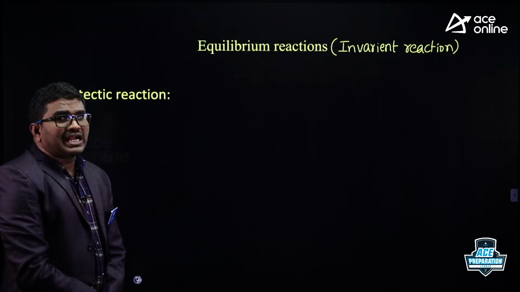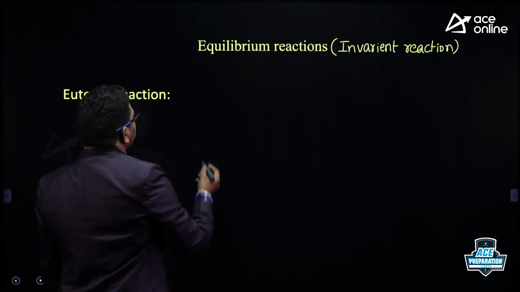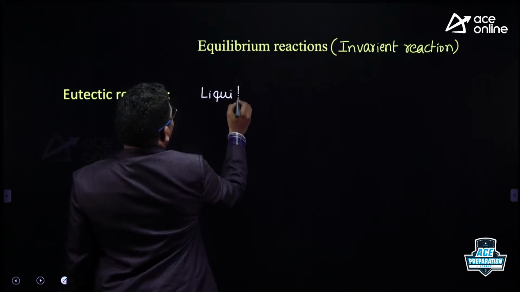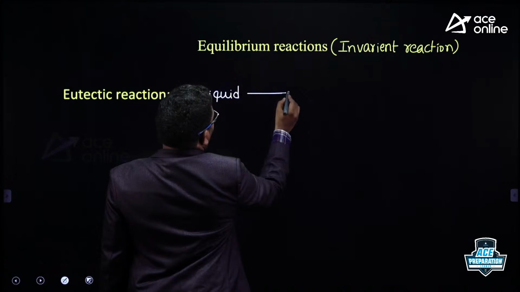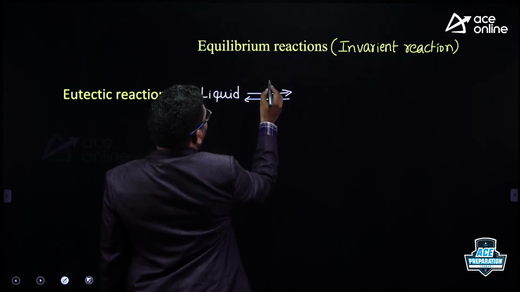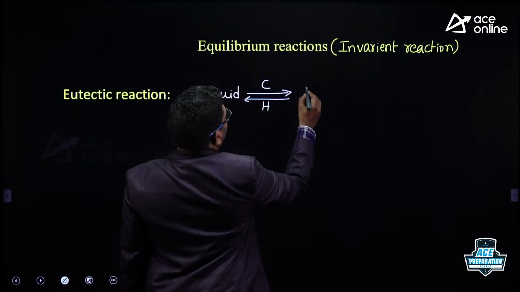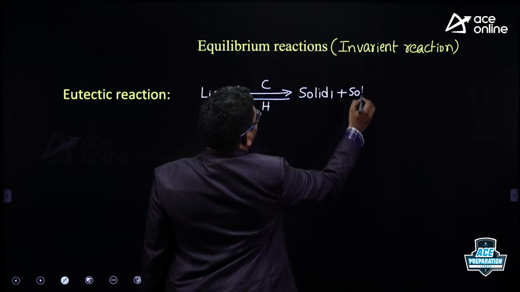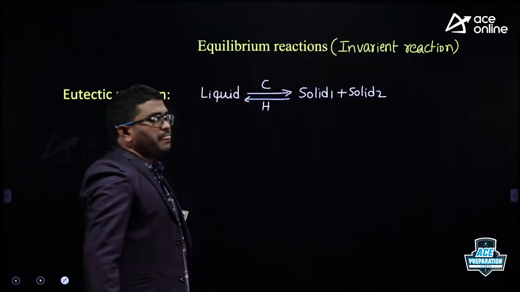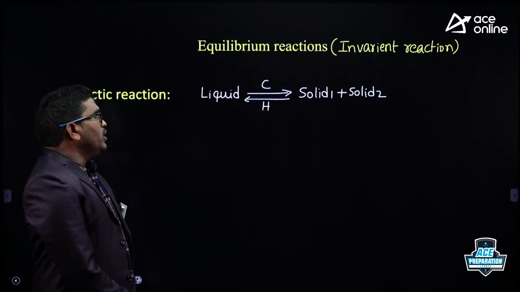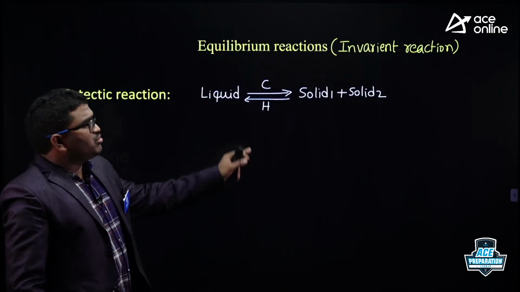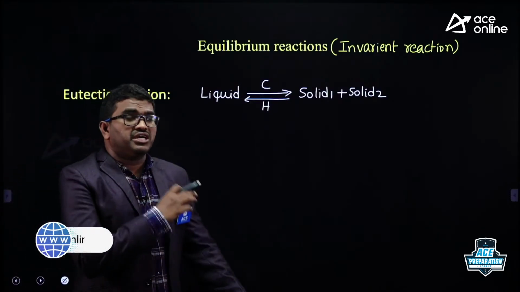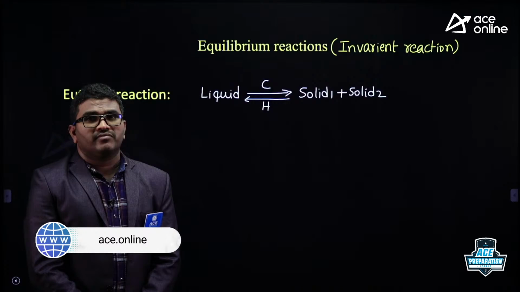First reaction is eutectic reaction. What does this eutectic reaction represent? Eutectic reaction represents a liquid upon cooling, or otherwise upon heating, two different solids are formed, solid 1 and solid 2. Liquid upon cooling transforms into two solids, otherwise two solids upon heating transform into a liquid. You should remember this reaction. This reaction is very, very important for your exam.